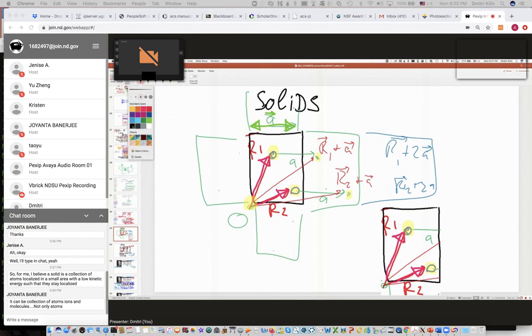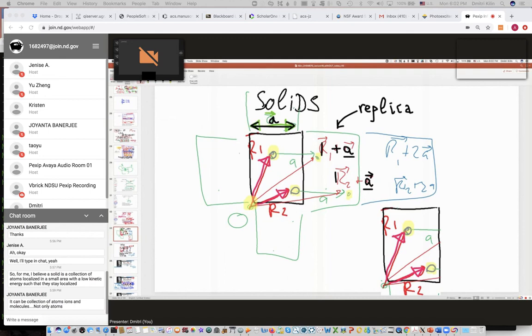plus the periodicity vector. So if you have this periodicity vector, then positions of ions in the next replica, so this image is called a replica, are equal to the original positions plus the translation vector, plus this size vector that defines the size of the periodic box.